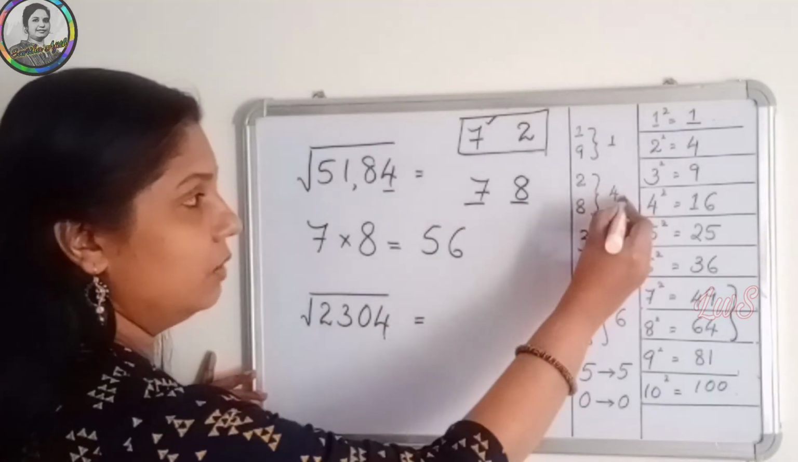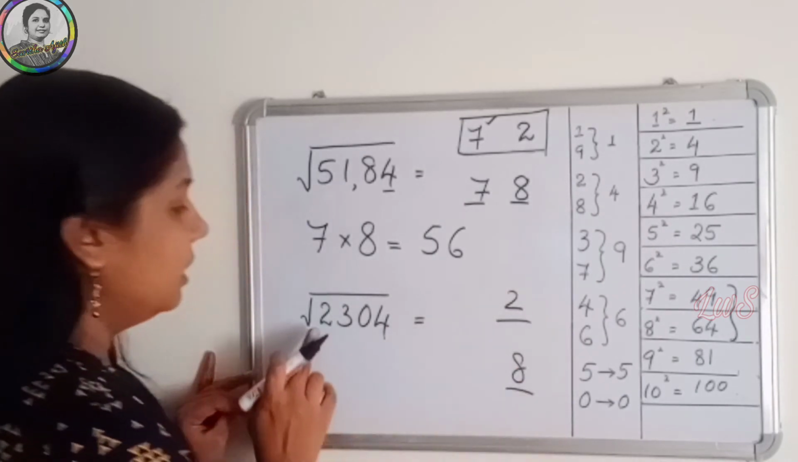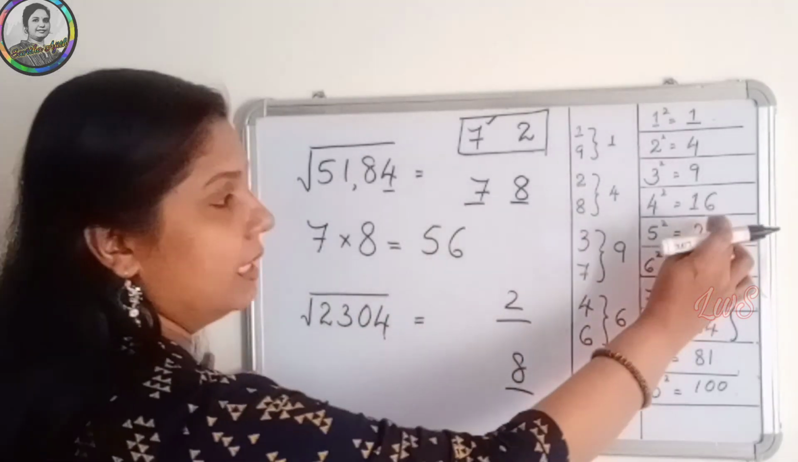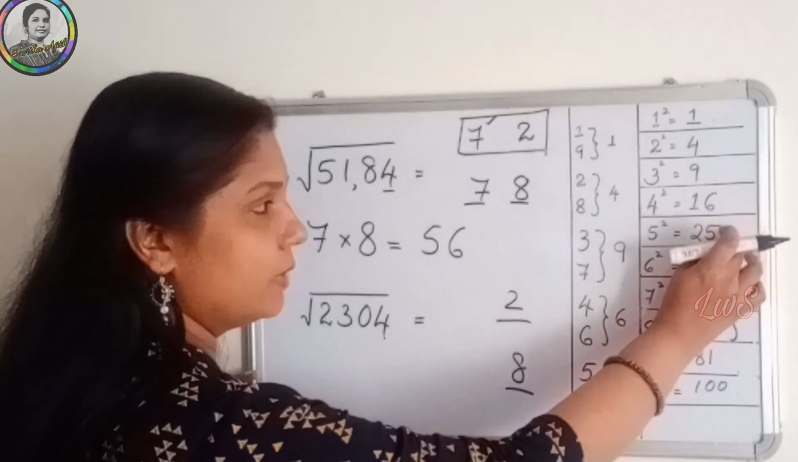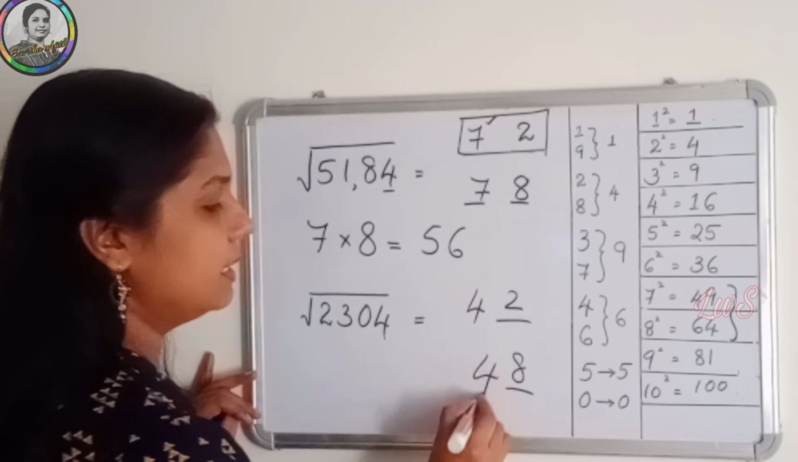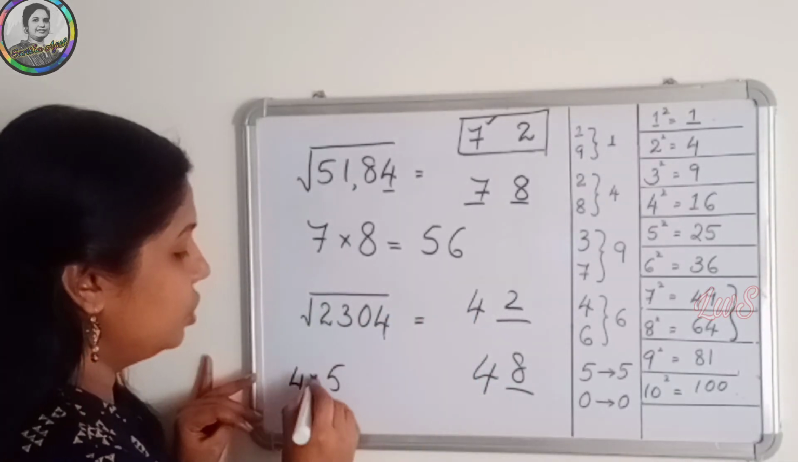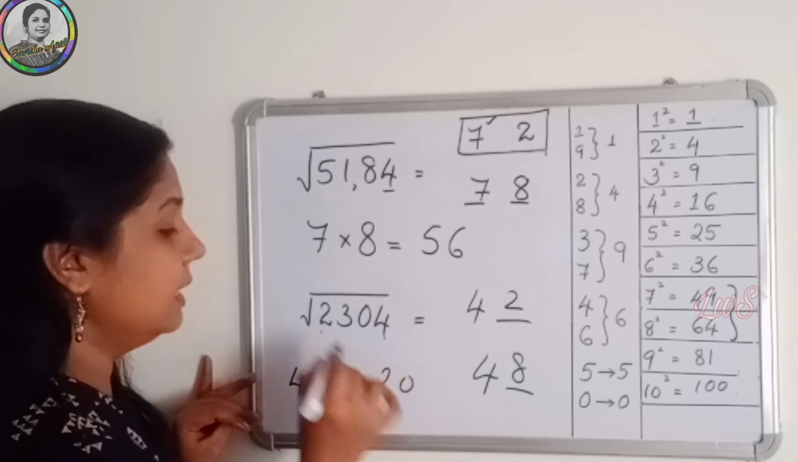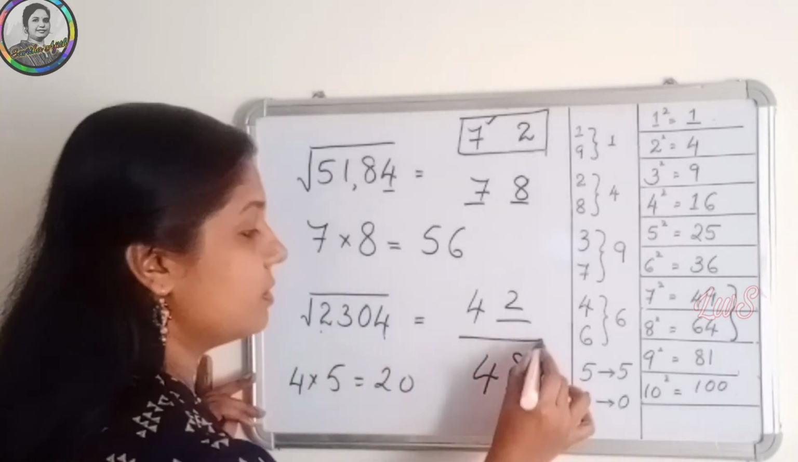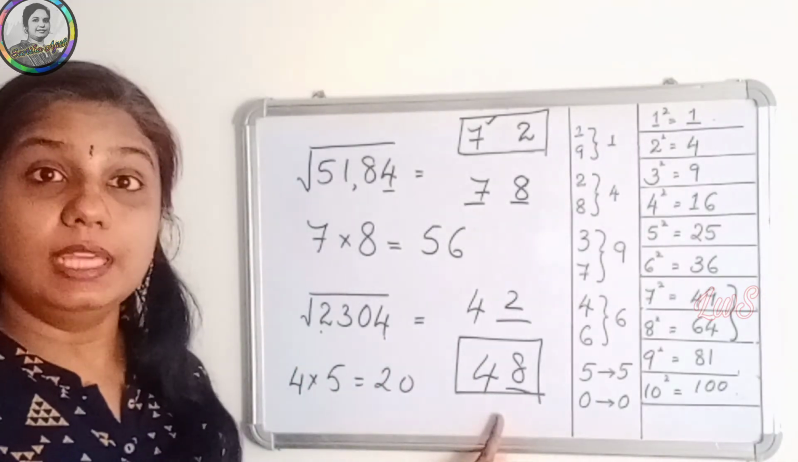4 in the units place means again 2 and 8. 23 lies between 16 and 25, that is 4 and 5. So we have 4 in the tens place. Again 4 fives are 20, but 23 is greater than 20. Therefore, the square root is 48.